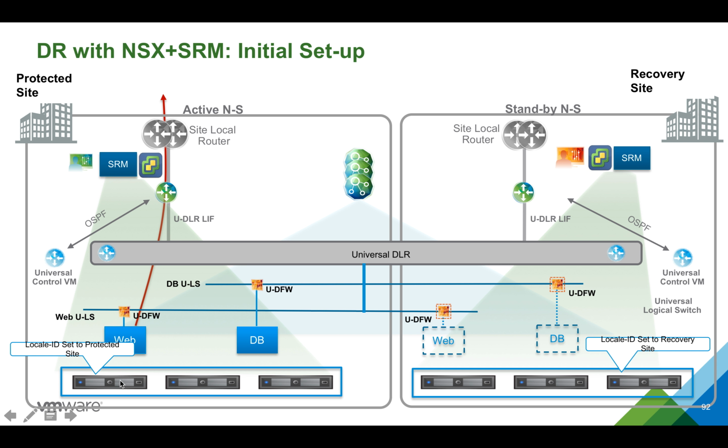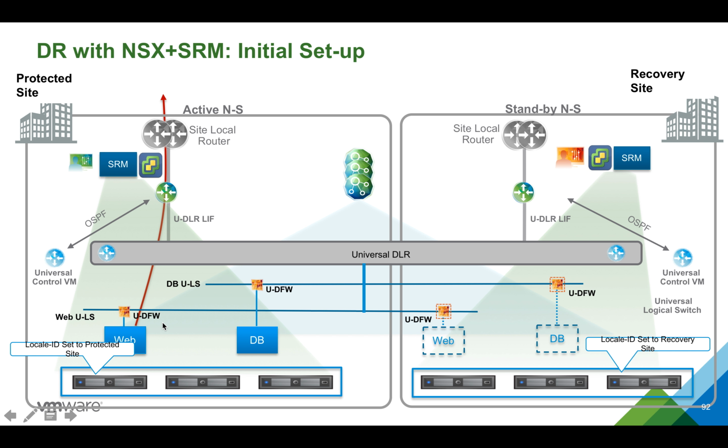As for the host on the protected site, we'll use the locale ID to make sure that the VMs on the protected site use the edge gateway to exit in the protected site. Likewise, for the recovery site, we will configure the host using a locale ID for the recovery site so that the VMs, once they are in the recovery site, will use the gateway to exit in the recovery site. As for the VMs, I have a two-tier application, basically a web VM as well as the database VM.